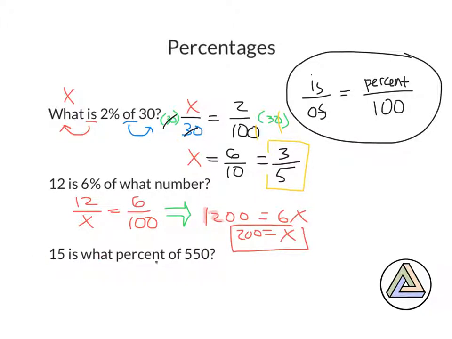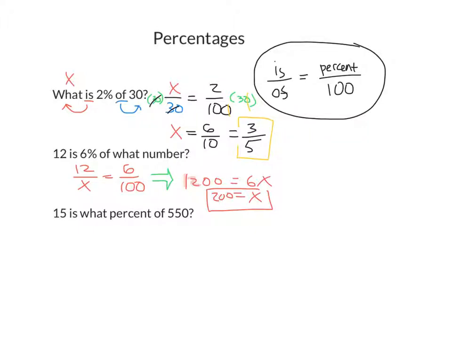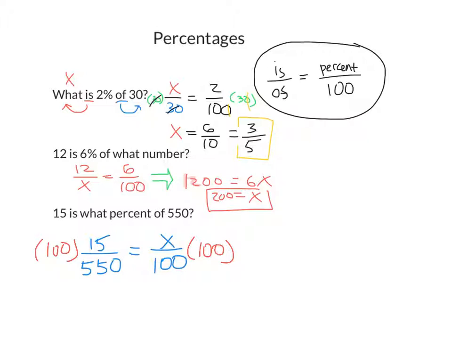Please pause the video and try this one. All right, hopefully that worked out for you as well. Let's take a look. So, is over of, is 15. Of is 550. What percent? That's the unknown. The percent is the unknown. So that's going to be x over 100. And really, to solve for x, all I got to do is multiply both sides by 100. So I'm going to do that right now. We're going to have 100 times 100. Cancel, cancel. We end up with x equals.